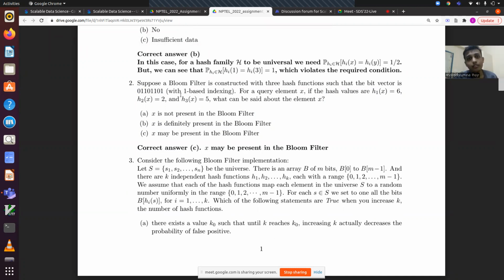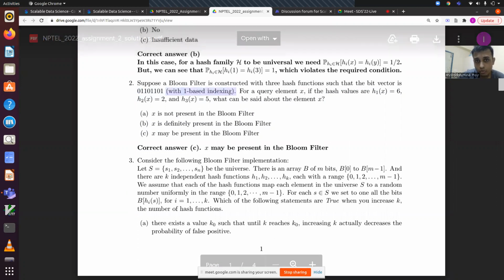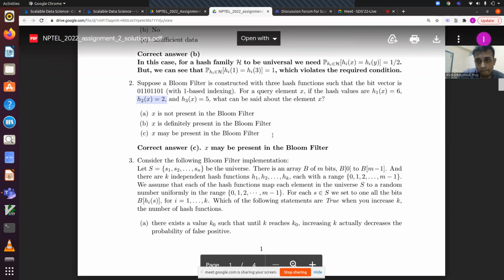Okay, fine. So in the question, the first important thing mentioned is 1 based indexing. What does that mean? We start counting from 1. Yes, sir. So in the bit vector, first position is 0. Position 2 is 1. So H2 of x will get 1. H2 of x looks at position 2. That's what a Bloom filter does, right?